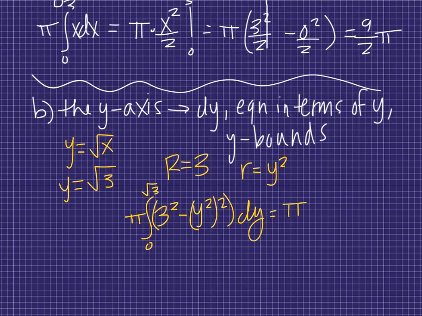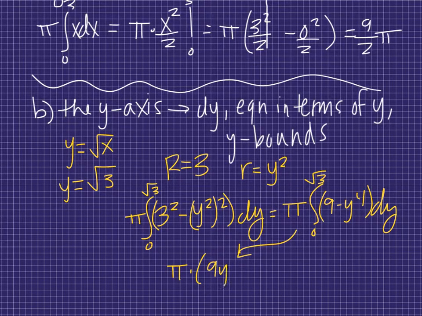So simplify a little bit. 9 minus y to the 4th, dy. And if I take that integral, I'm going to have pi times 9y minus y to the 5th over 5. And I'm going to evaluate that from 0 to square root of 3. And that's not going to be very pretty. That's okay. You can have things with roots in them. That's totally fine.